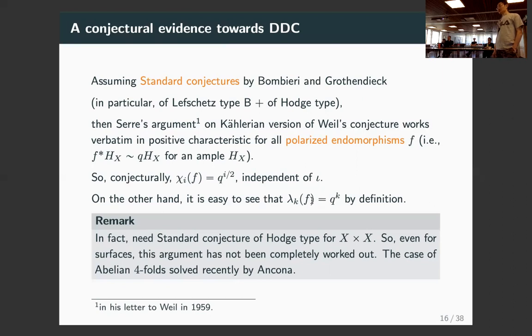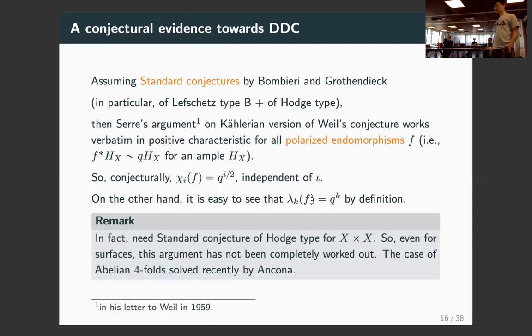So conjecturally, the chi_i f is equal to q to the i over 2, independent of i. But on the other hand, as I said, it's easy to see that lambda_k f for this polarized endomorphism is q to the k. Okay, so if you assume standard conjectures, then we see that lambda_k f is q to the k, and lambda_2k f is also q to the k. So standard conjectures imply DDC for polarized endomorphism. In fact, here we need to use the standard conjecture of Hodge type for the product variety, for x times x.